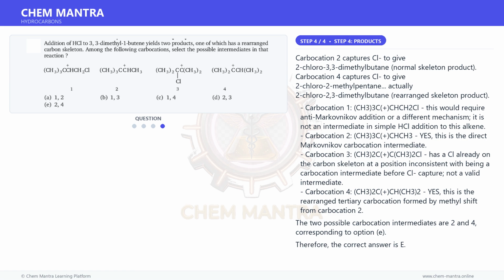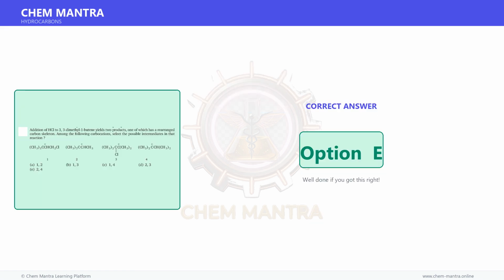Carbocation 4, (CH3)2C+CH(CH3)2: yes, this is the rearranged tertiary carbocation formed by methyl shift from carbocation 2. The two possible carbocation intermediates are 2 and 4, corresponding to option E. Therefore, the correct answer is option E.